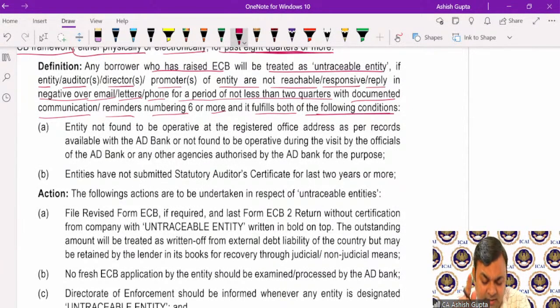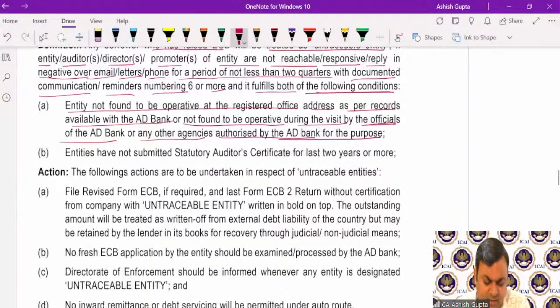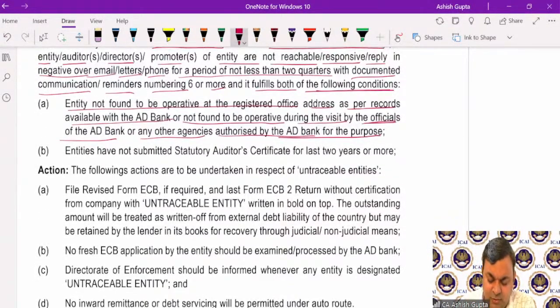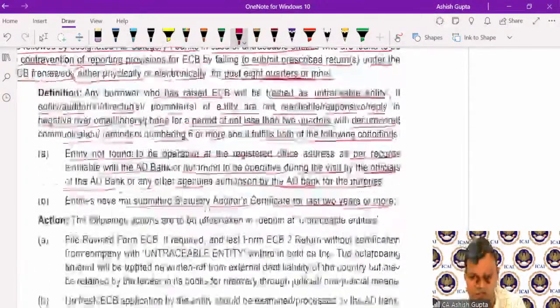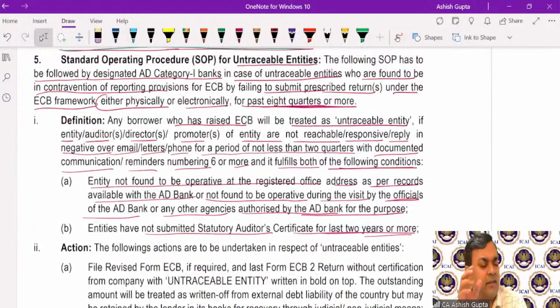First, the entity is not found to be operative at the registered office address as per the records available with the AD bank, or not found to be operative during the visit by the officials of the AD bank or any other agencies authorized by the AD bank for this purpose. Second, the entity has not submitted the statutory auditor certificate for the last 2 years or more. That is also a restriction, right? So we can call these entities untraceable entities.